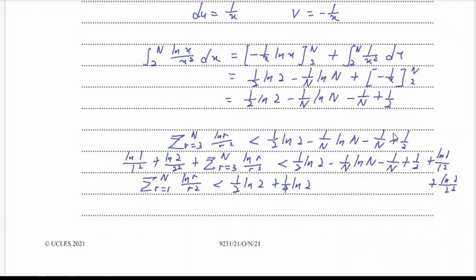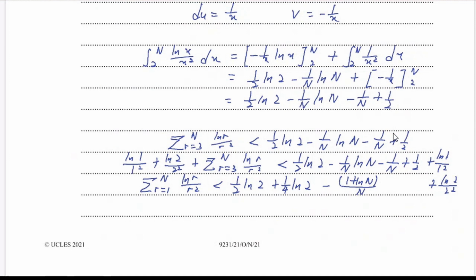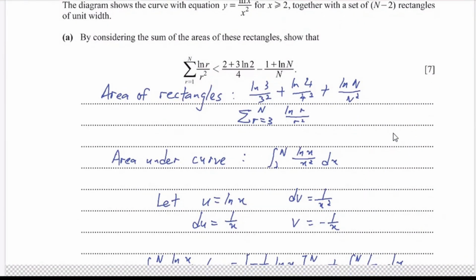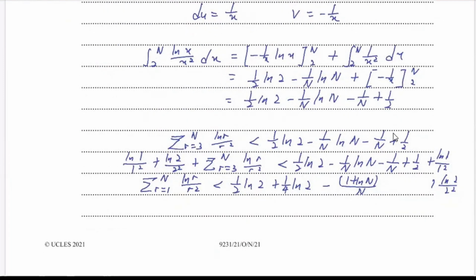So it's actually quite nice that we can factorize a minus there. So we get this is like 1 plus ln n over n. So it's to tidy up the first part there, basically. The first part here, they have something like 2 plus 3 ln 2. So basically, it's factorizing the 1 over 4 out.